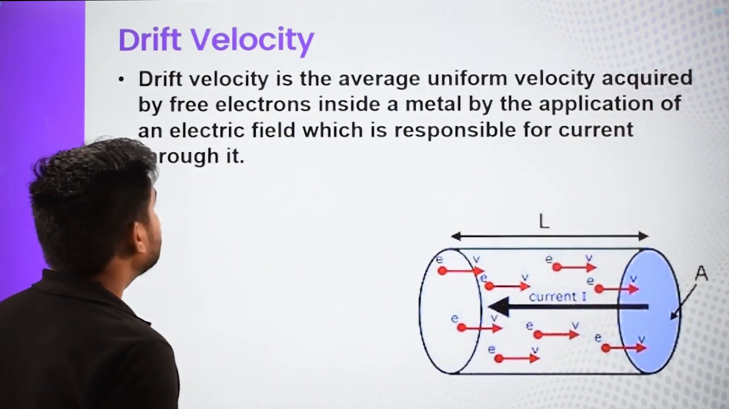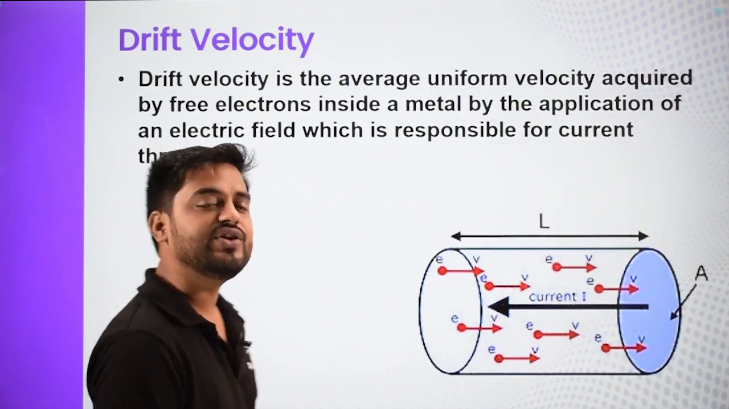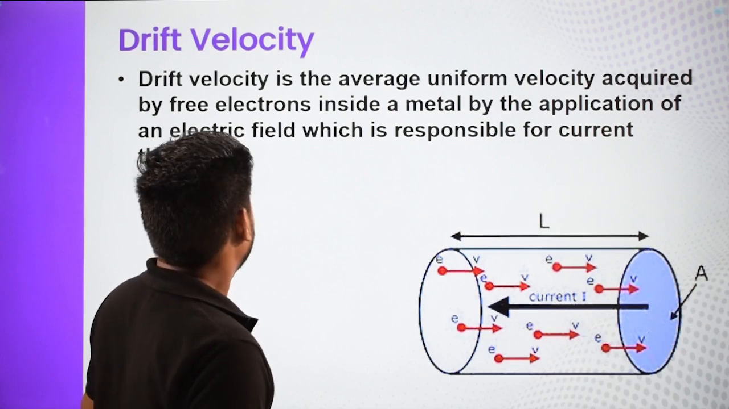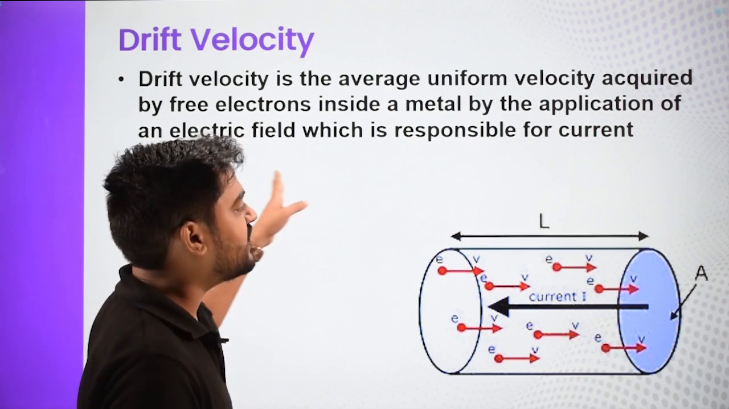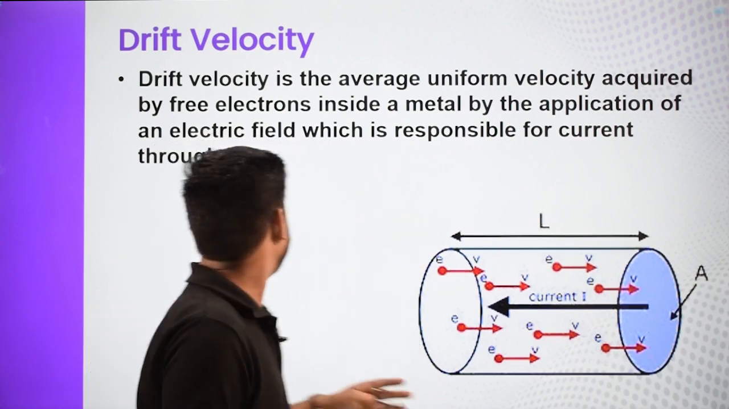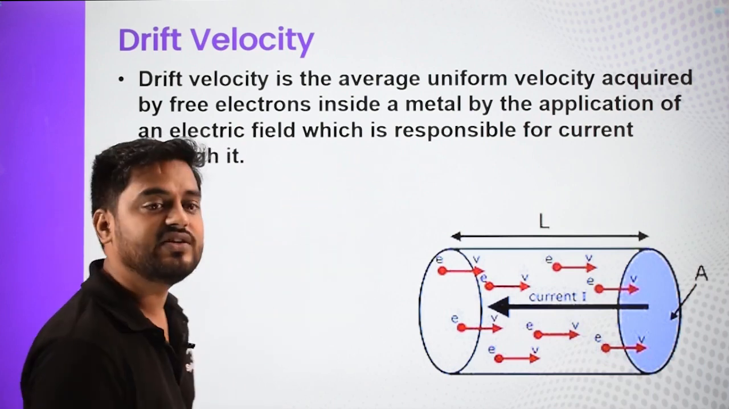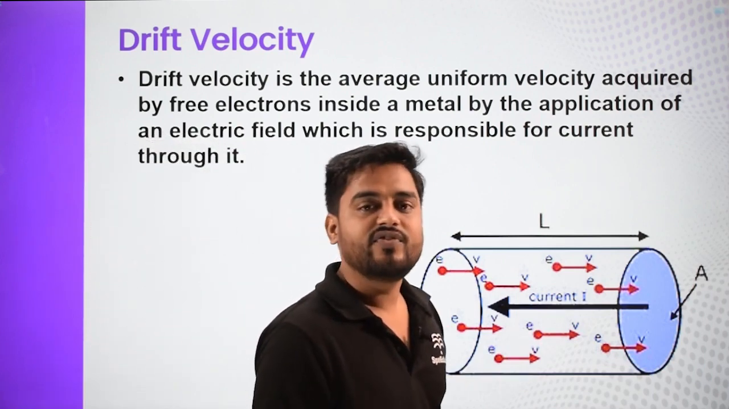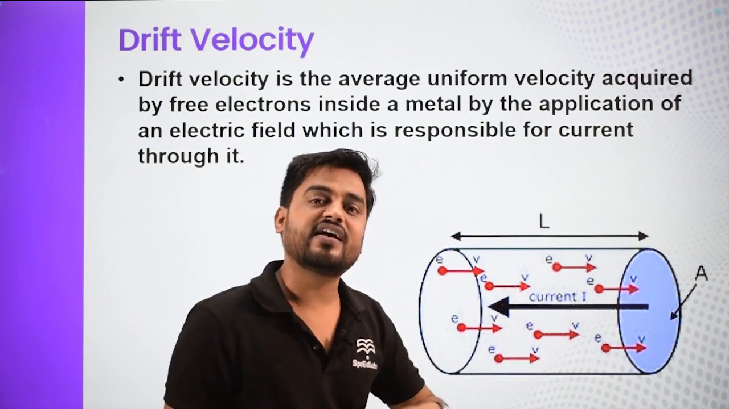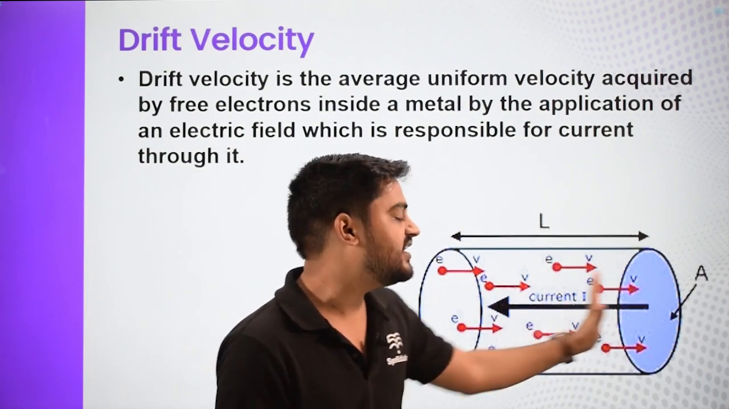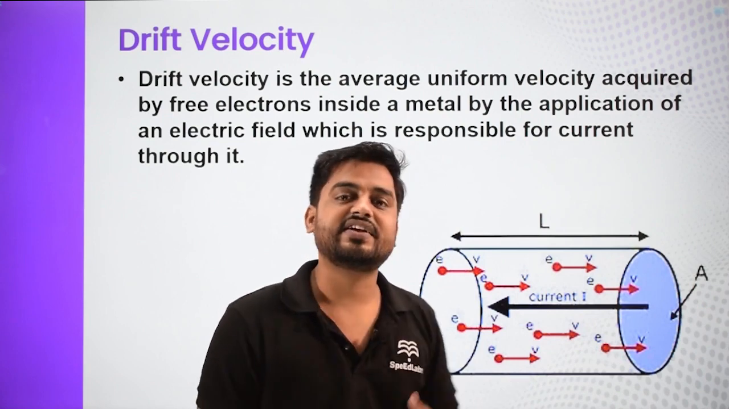Now let us move to our next topic, that is drift velocity. What is drift velocity? Drift velocity is the average uniform velocity with which the free electrons inside a metal move, by the application of an electric field, which is responsible for current through it. So basically they are moving with a uniform velocity. We are assuming that they are moving with some certain velocity due to which the electric current is flowing.